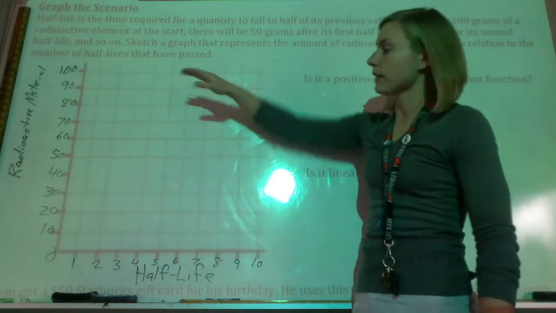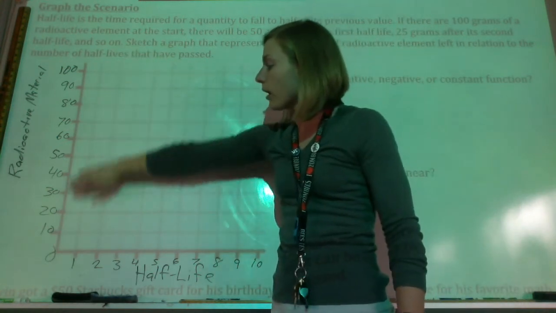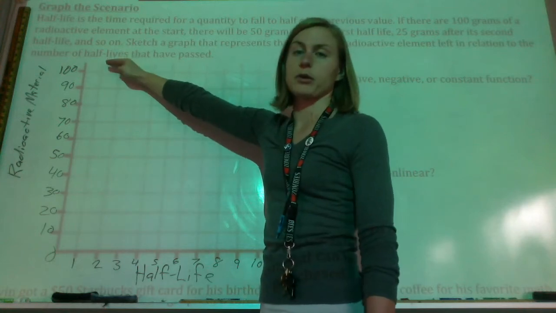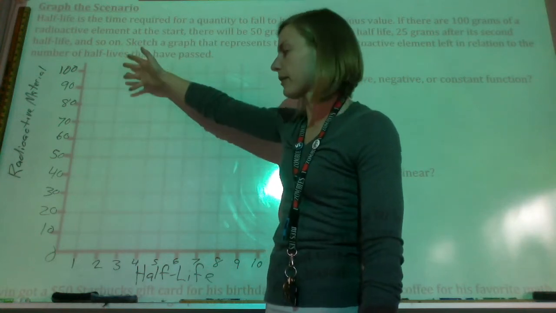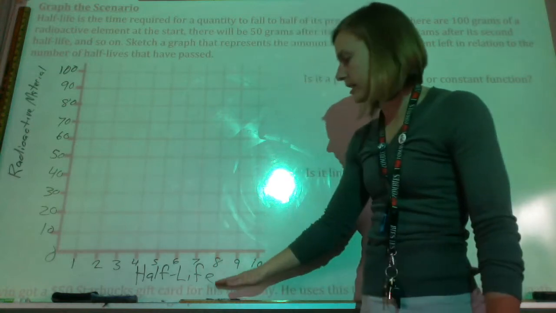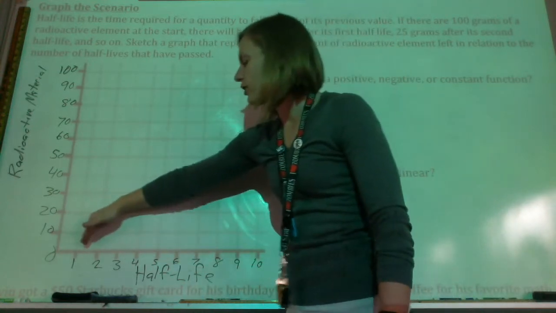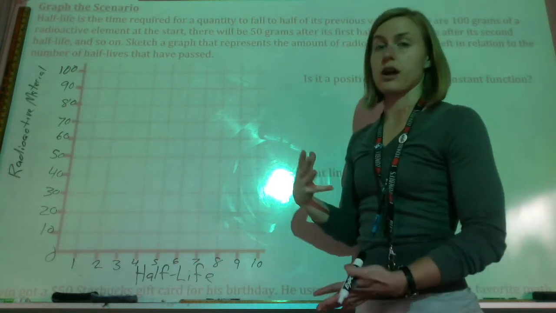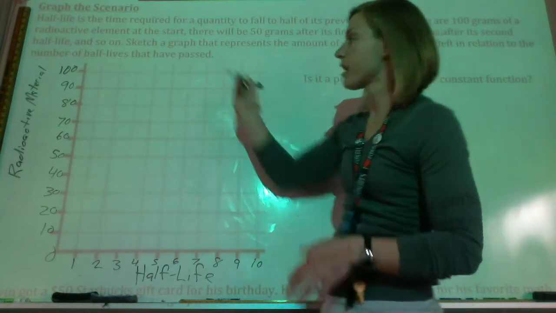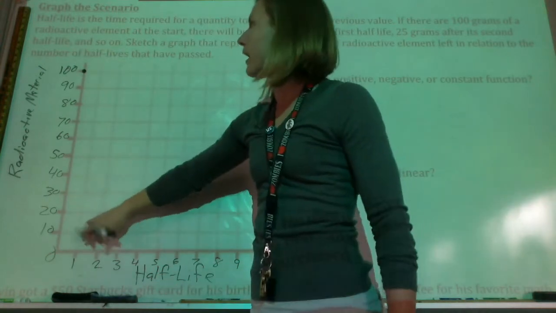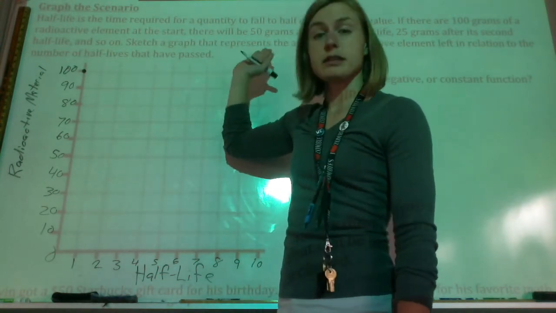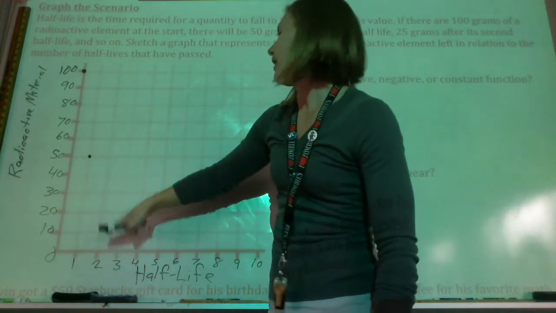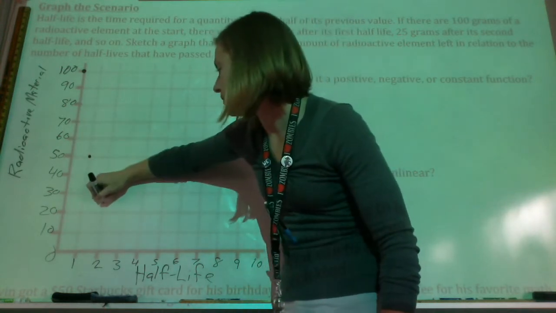So I've set up my graph so that radioactive material is going to be on our y, and I have it going up to 100 because that's our starting point. I have them going by tens because that's just convenient with how our graph is. Half-life, because it's time, is going to go around here, and they can just go by ones. So we said at the start there's 100. So at 0 time, there's 100. After one half-life, there's 50 because it even said that in there, and it's going to decrease in half. After 2 half-lives, there's going to be 25, so it's right here.